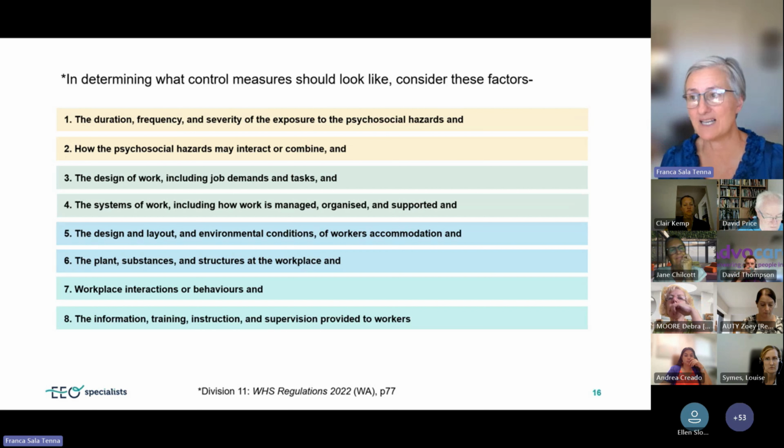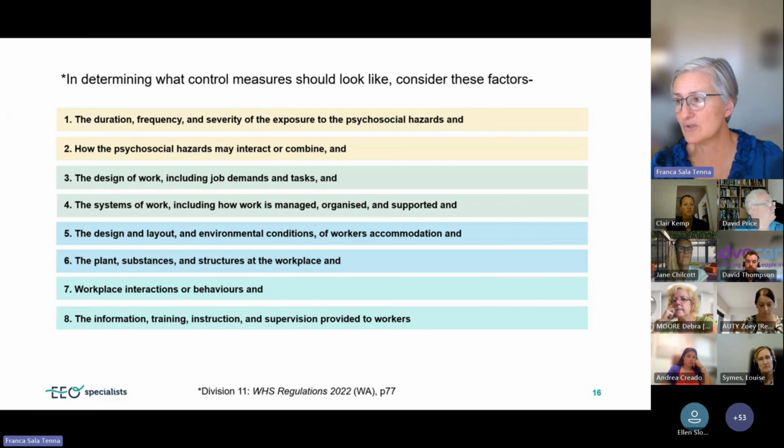So Division 11, page 77, and they basically say, here's some things that you need to look at when you're working out how to minimize or eliminate those risk behaviors. And I'm not going to go into that. I can send that through to you, but also literally just go to Division 11, page 77 of the Work Health and Safety Regulations, because all I've done is taken that from there.